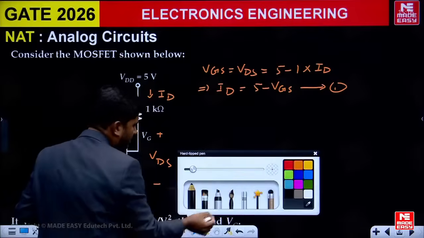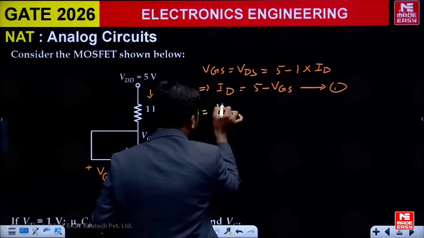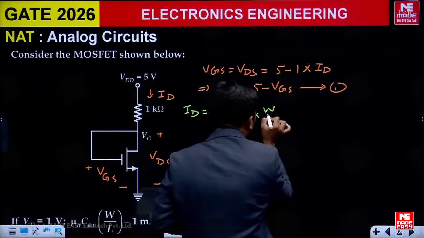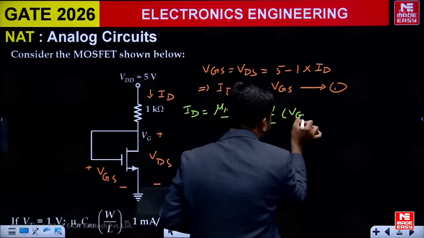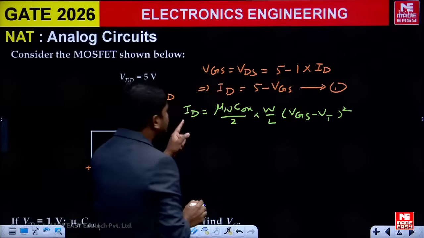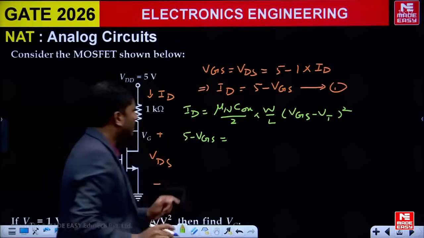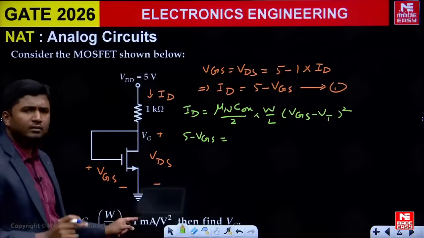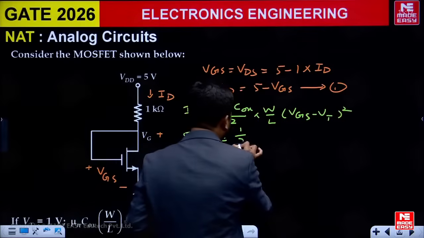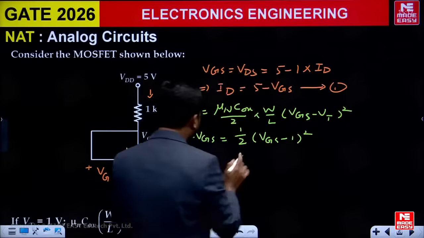Then we can apply the current equation of MOSFET. When a MOSFET is in saturation region, drain current is given by mu n Cox divided by 2 into W by L into (VGS minus Vt) whole square. We can substitute here in place of drain current 5 minus VGS. 5 minus VGS equal to this parameter given, 1 milliampere per volt square, as per the data we received. 1 divided by 2 into (VGS minus threshold voltage, given 1 volt) whole square. This we can simplify now.